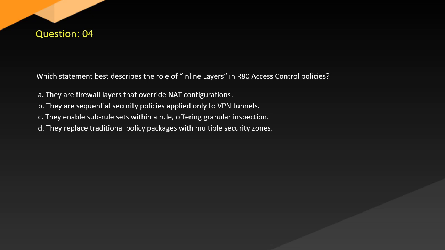Question 4. Which statement best describes the role of inline layers in access control policies? A. They are firewall layers that override NAT configurations. B. They are sequential security policies applied only to VPN tunnels. C. They enable sub-rule sets within a rule, offering granular inspection. D. They replace traditional policy packages with multiple security zones.